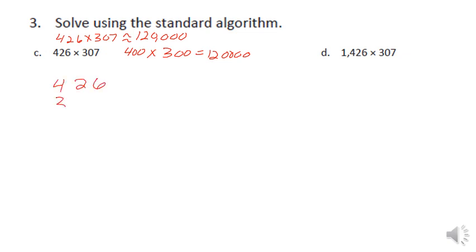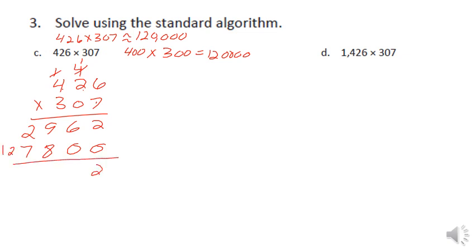426, 307. 7 times 6 is 42. 7 times 2 is 14, and 4 is 16. 7 times 4 is 28, and 1 is 29. Now we're doing 300, so we're going to have to put 2 placeholders. 3 times 6 is 18. I'm going to line them out first. 3 times 6 is 18, carry my 1. 3 times 2 is 6, 1 is 7. And 3 times 4 is 12.